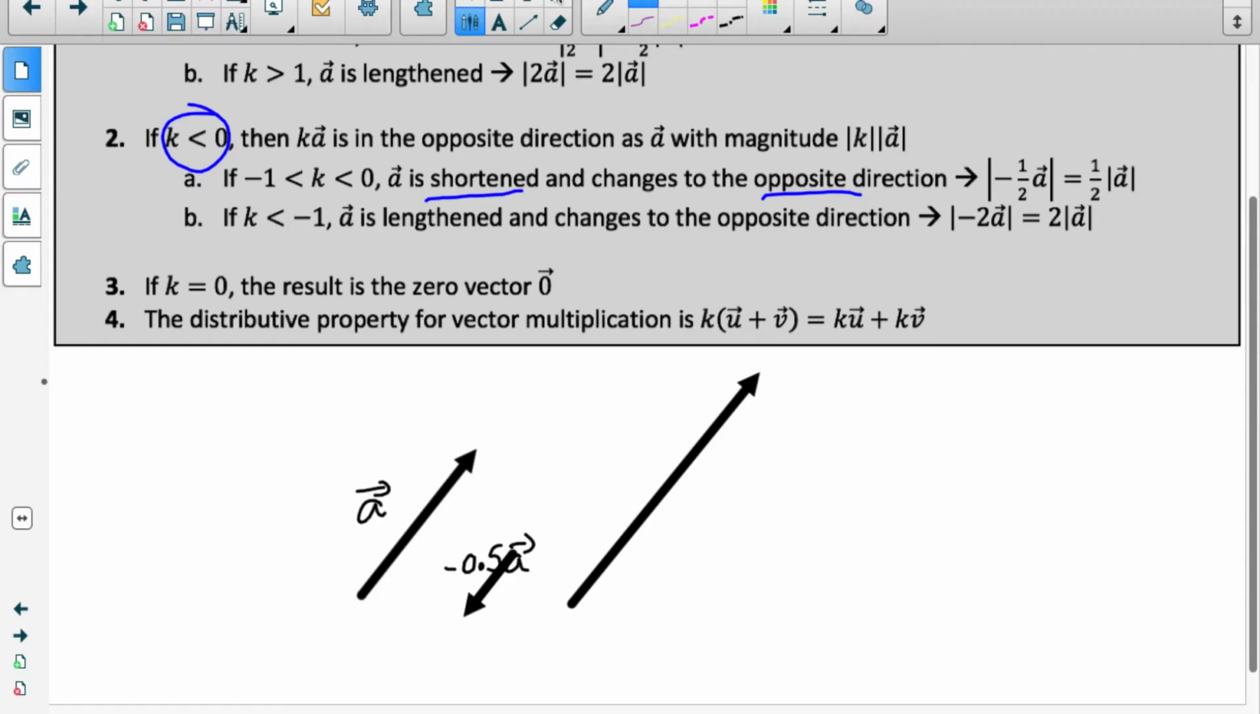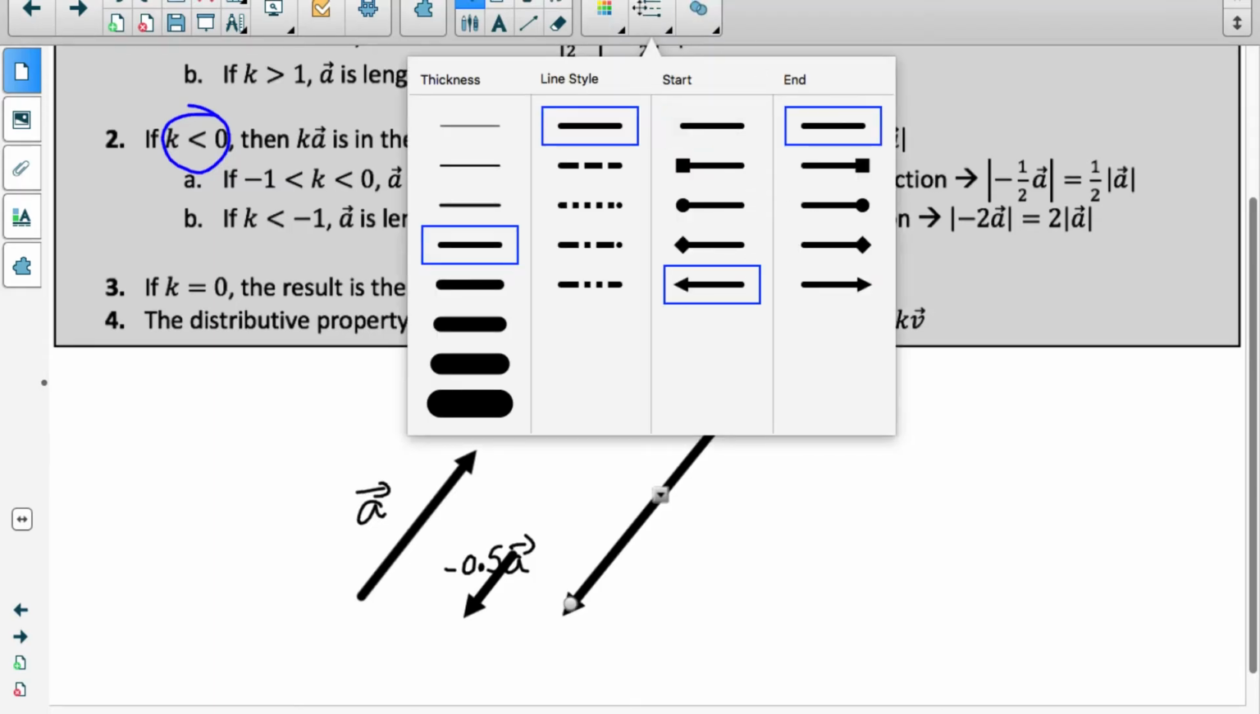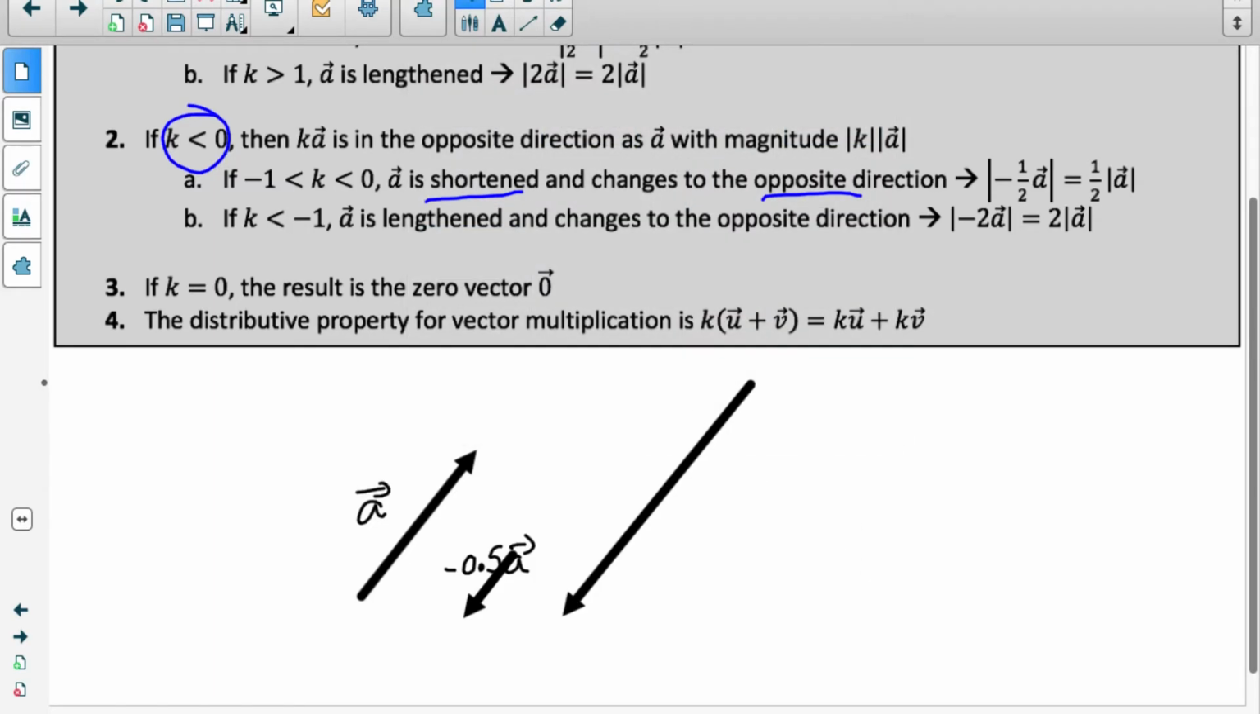And this one, it looks like it's about twice the magnitude. So if I wanted to multiply vector A by negative 2, it would have twice the magnitude but be in the opposite direction. So let me change its direction to being in the opposite way again. So now it's going in the opposite direction as vector A, but it has about twice the magnitude, so I'd say this is negative 2 vector A.